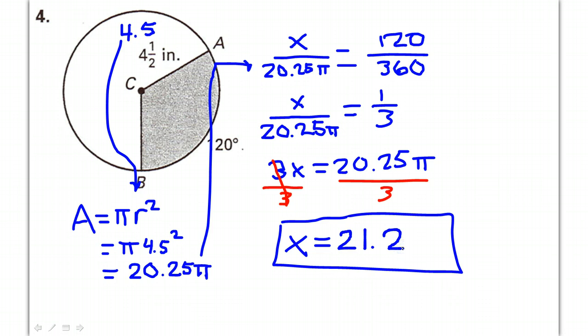All right, does everyone agree with the 21.2 answer? Okay. So there we go, 21.2. You getting this, John? You're not even on the right side of the paper, brother. All right, any questions on number 4? Okay.